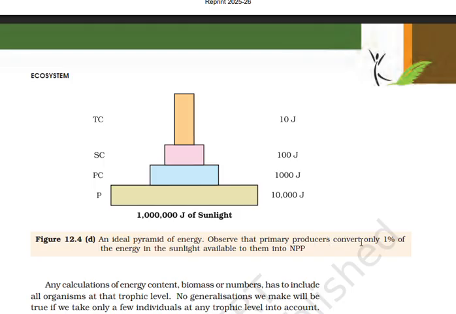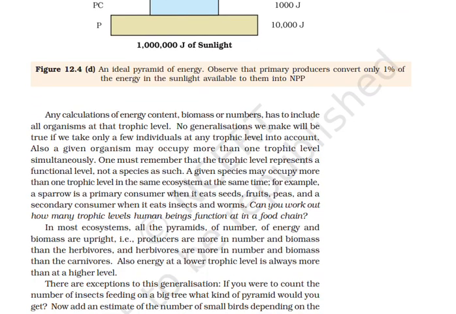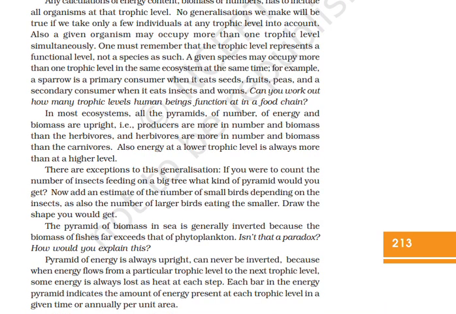Observe that primary producers convert only 1% of the energy in the sunlight available to them into NPP. Any calculations of energy content, biomass or number have to include all organisms at that trophic level. No generalizations we make will be true if we take only a few individuals at any trophic level into account. Also, a given organism may occupy more than one trophic level simultaneously.